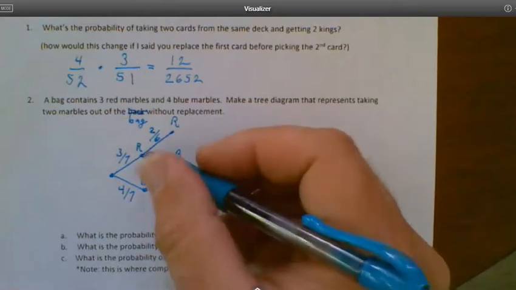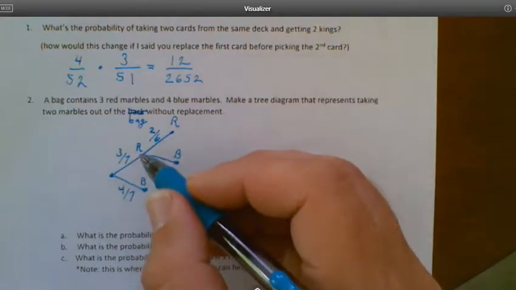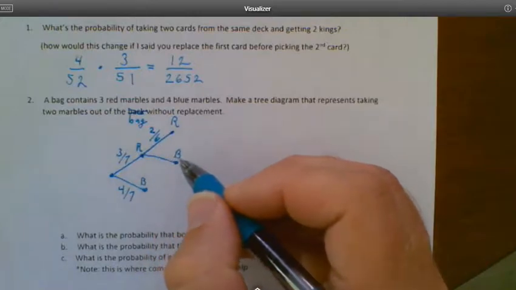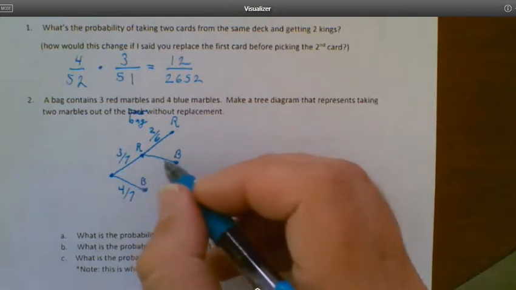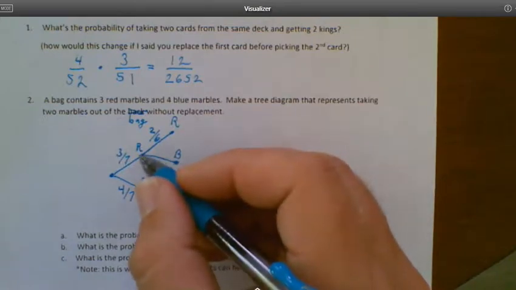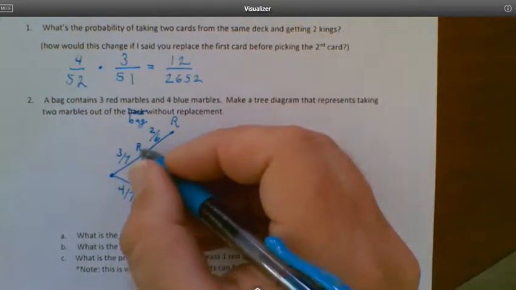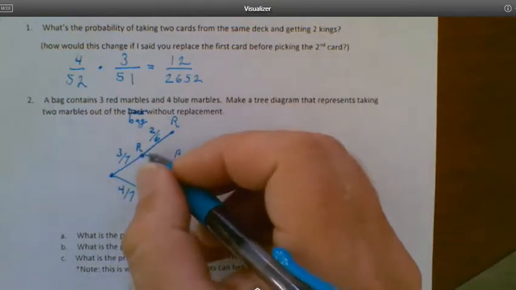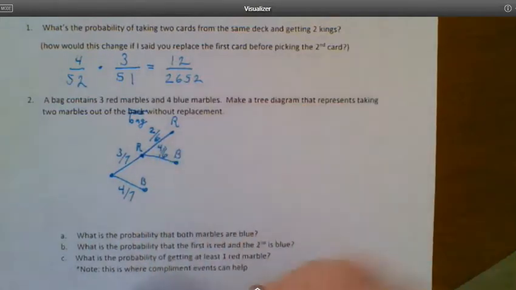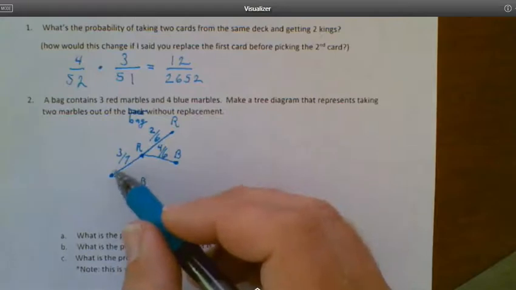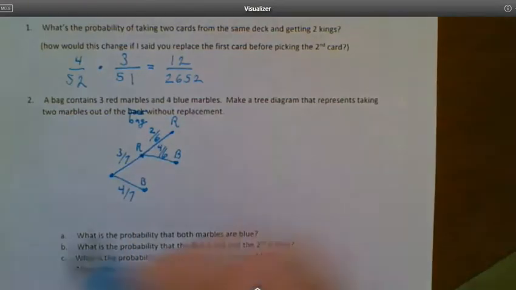So what if I got a red one on my first event? What's the probability of me getting a blue one on my second event? As I look at this branch, if I got a red one on the first one, well now there's only 2 red ones left out of the 6 remaining marbles, but there's still 4 blue ones out of the 6 marbles, right? Because this is following the branch where I got a red one on my first pick. And so this is what's left.